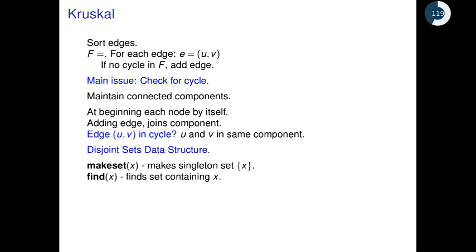Then find. What it's going to do is find the name of the set that contains X. And then finally, when you put an edge between two components, you want to take these two sets, which are two different connected components, and join them into one set. So you want to union the sets. So this is what you need to do.